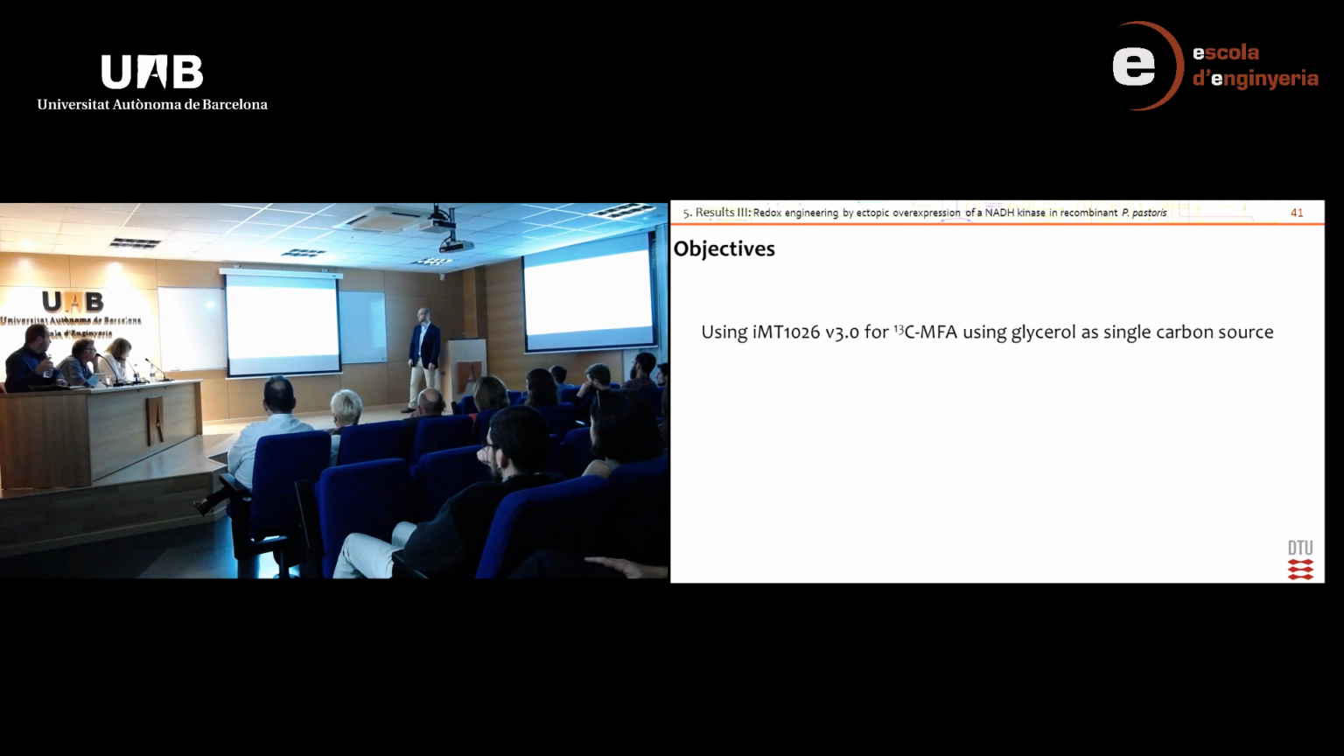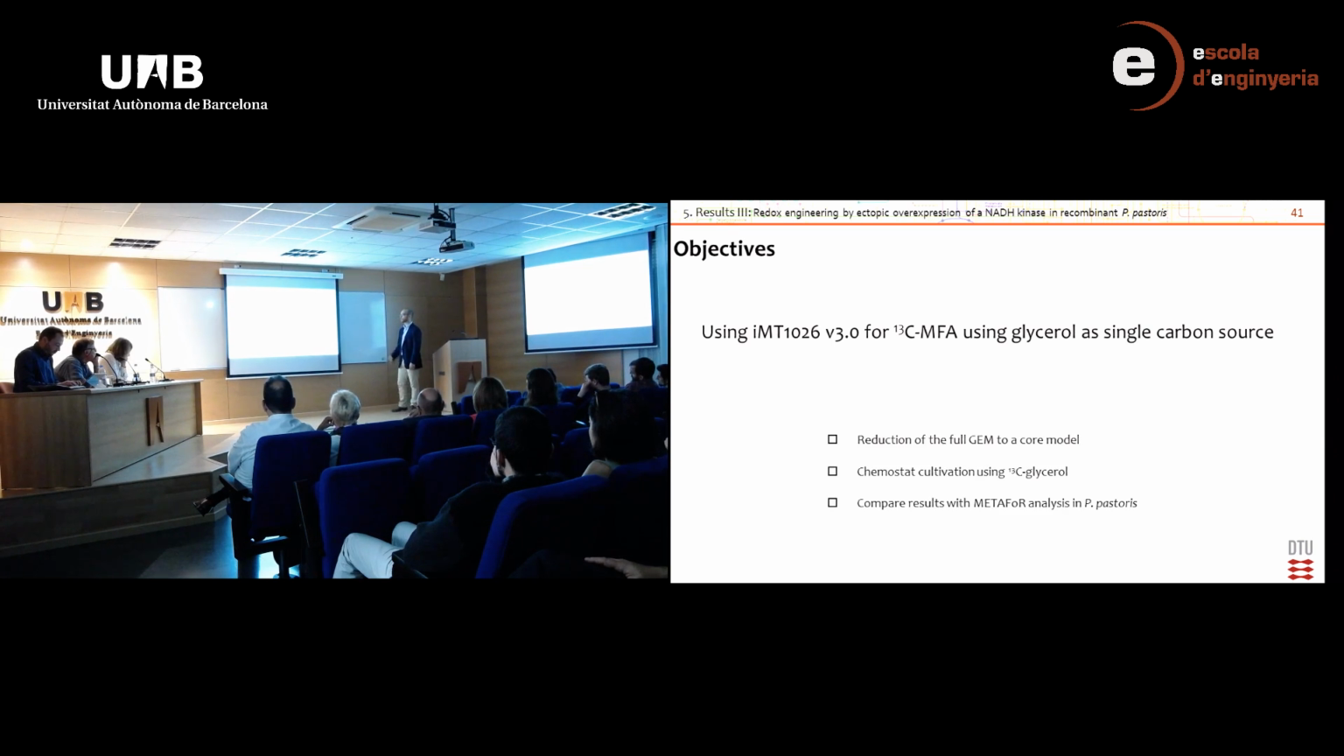So the aim of this chapter is to use the new version of the model for performing metabolic flux analysis using glycerol as sole carbon source. In order to do that, we perform a reduction of the full genome scale model to a core one. We perform some chemostat cultivations using labeled glycerol and finally compare the results with previous metaphor analysis.